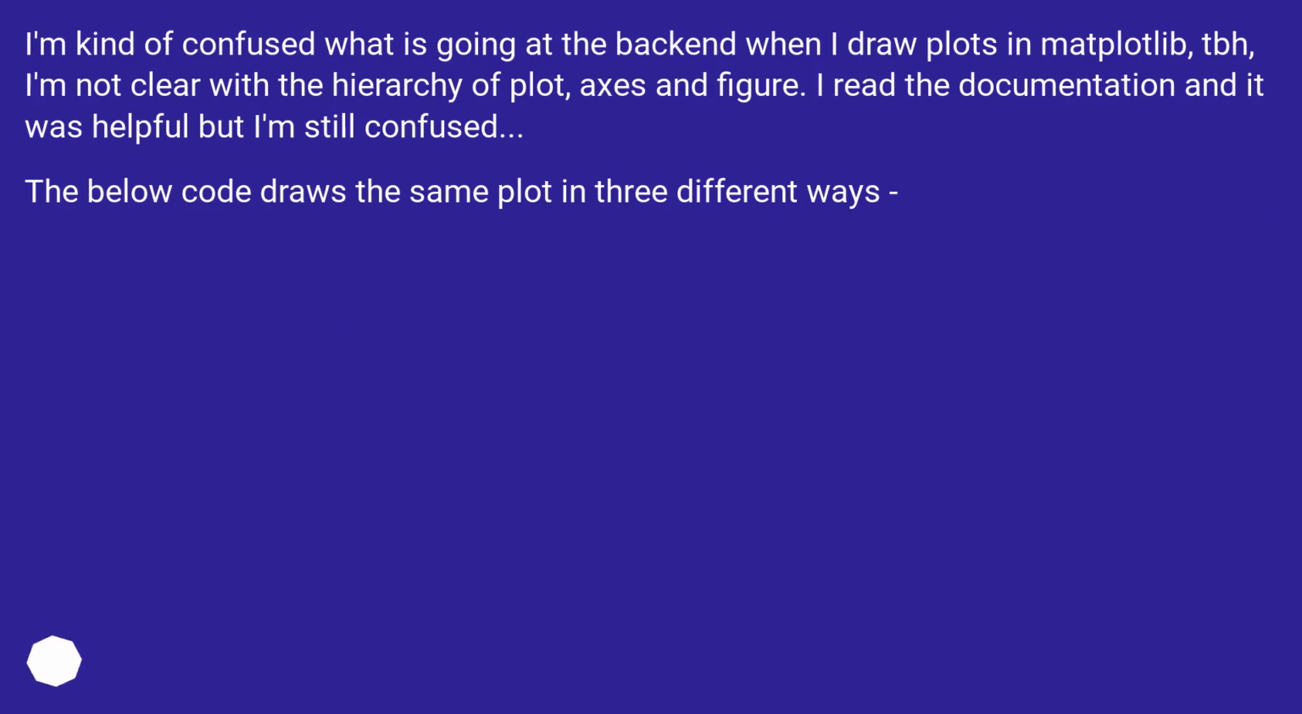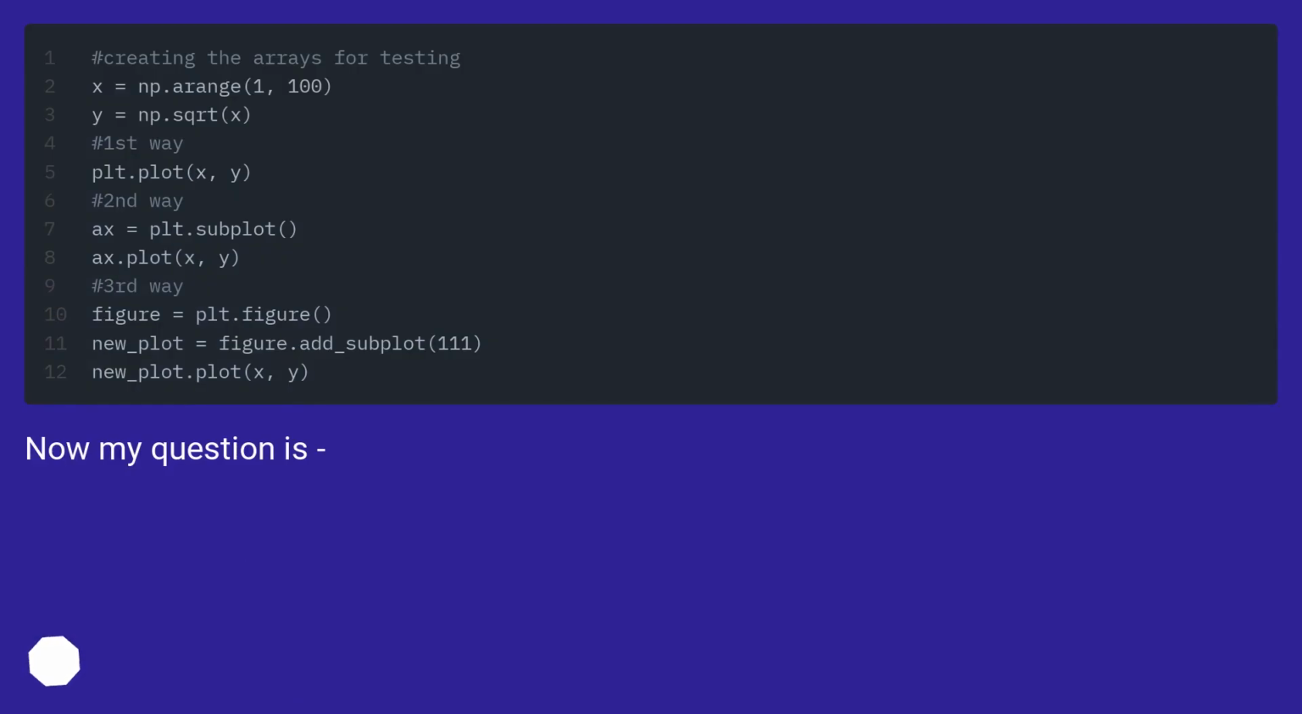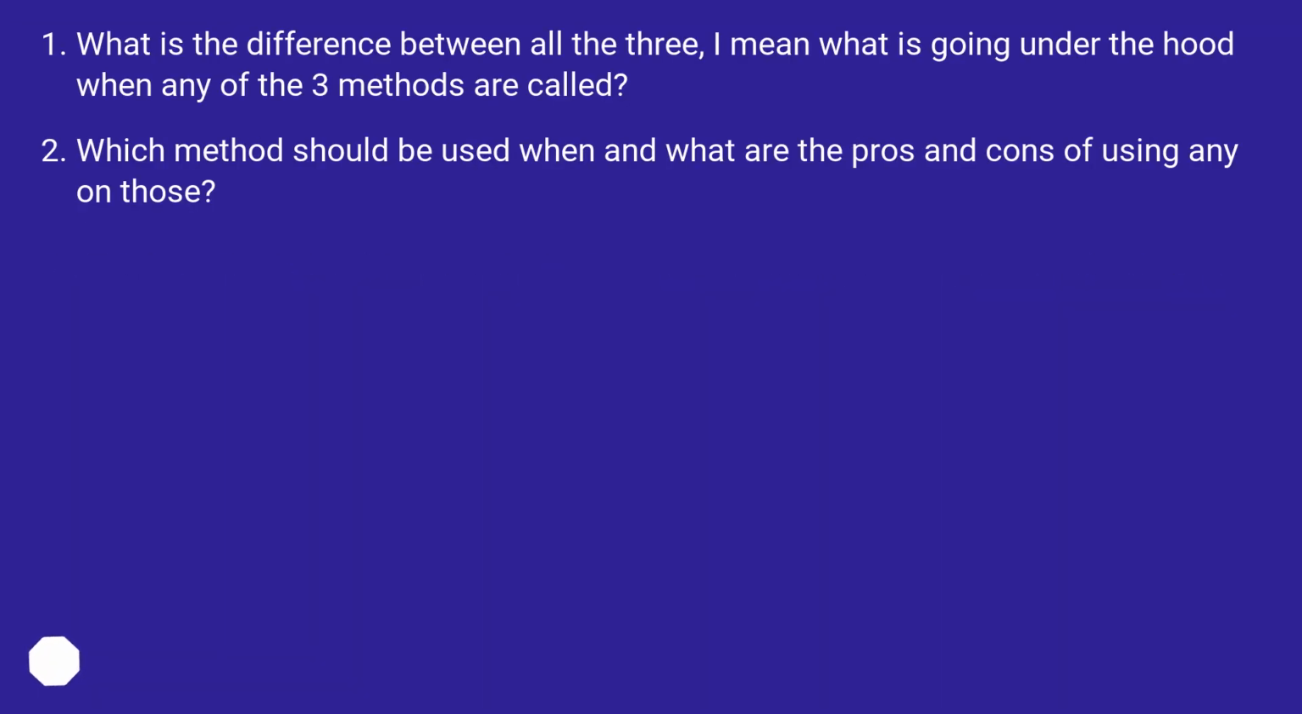The code below draws the same plot in 3 different ways. Now my question is, what is the difference between all the 3? I mean, what is going on under the hood when any of the 3 methods are called? Which method should be used when, and what are the pros and cons of using any of those?